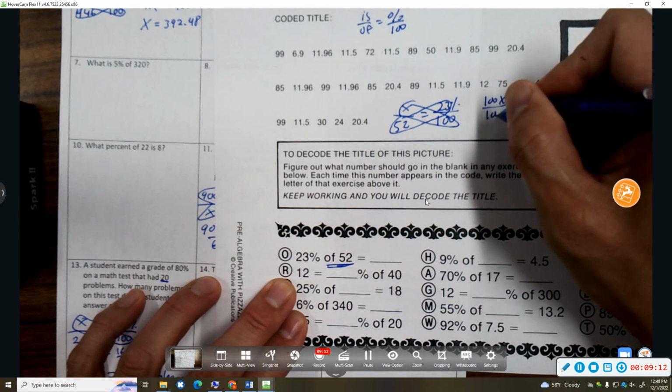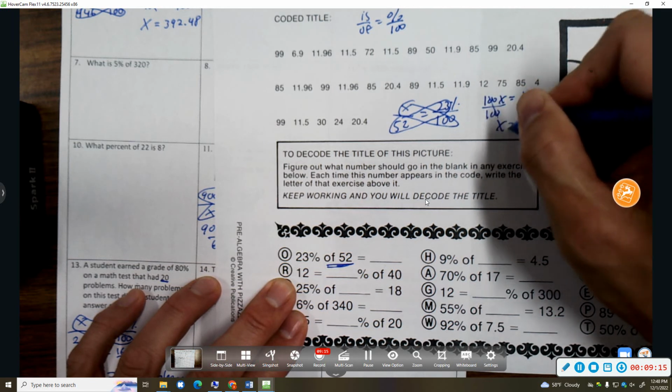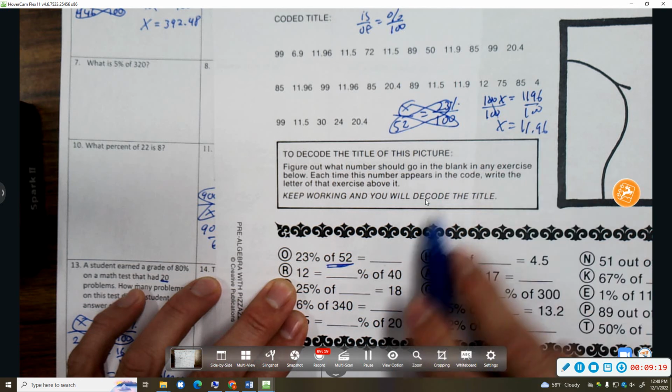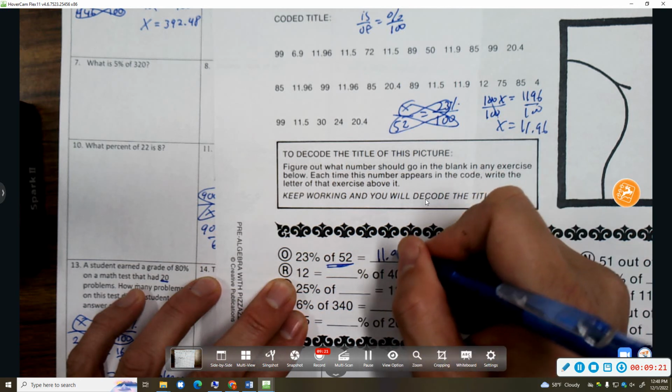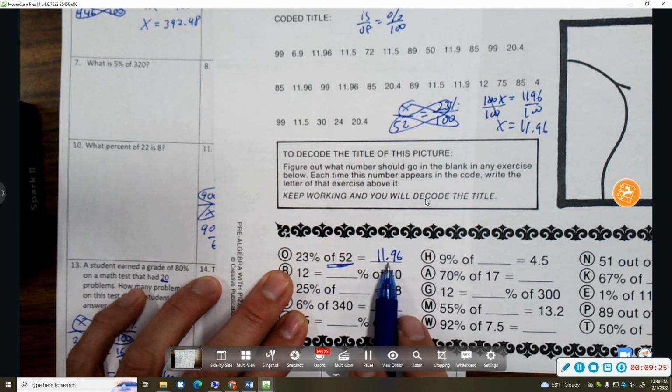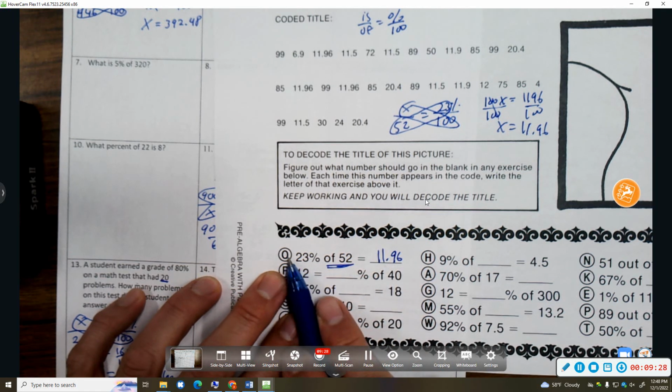Divide by 100. Divide by 100. X is equal to 11.96. So put the 11.96 right over here. And then you look for 11.96 and put the letter O on top, just right here.